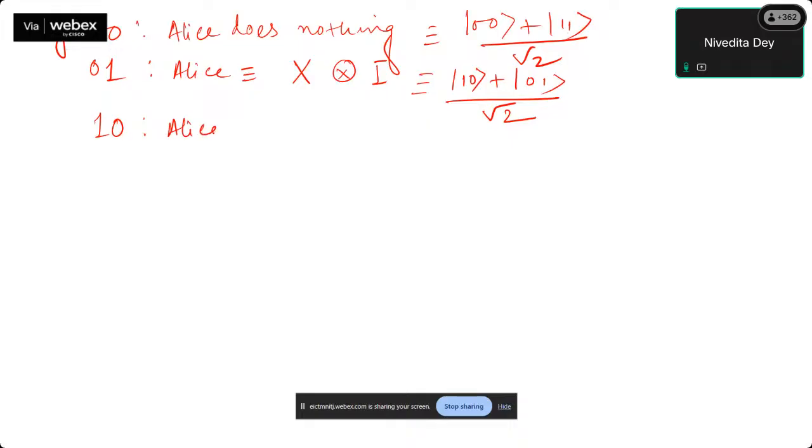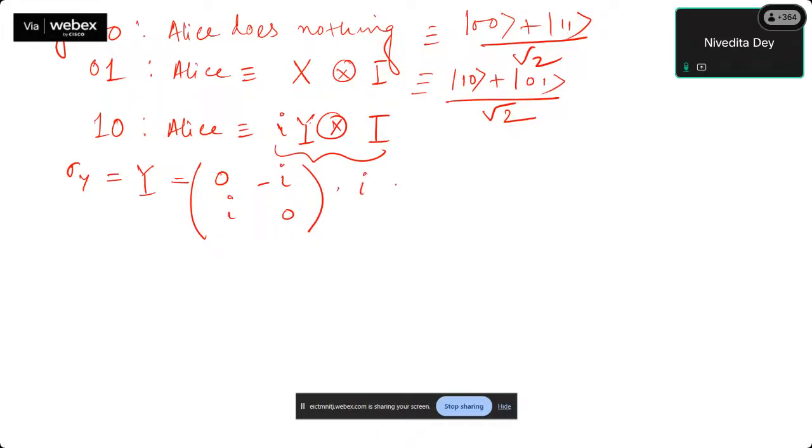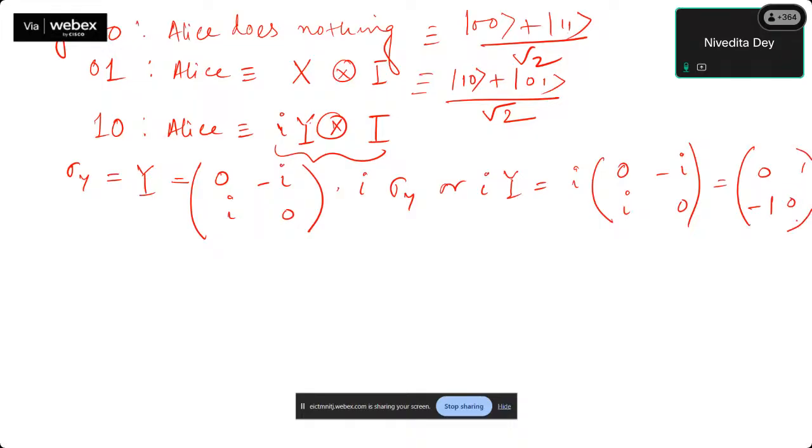Say now Alice wants to send 1 0. Then Alice will be doing the operation I times Y, the Pauli Y gate. Why am I incorporating I? I'm just telling you. Now let us see what will happen because it might be a not so familiar operation. Y is sigma Y, which is this matrix: 0, minus I, I, 0. Now if I put I times capital Y, I will be multiplied. So it's I into 0, minus I, and 0. Just multiplied. So it will be 0. This will be I square, which is minus 1. This will be minus I square, which is plus 1. And this is 0.